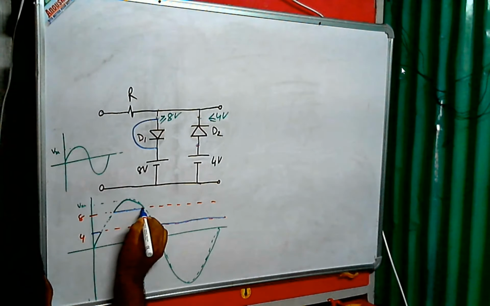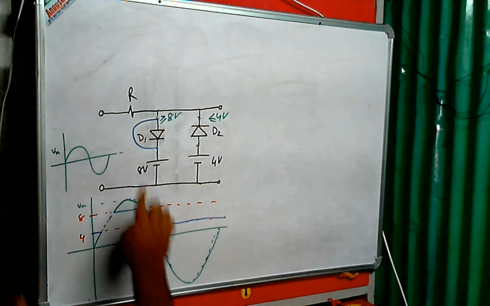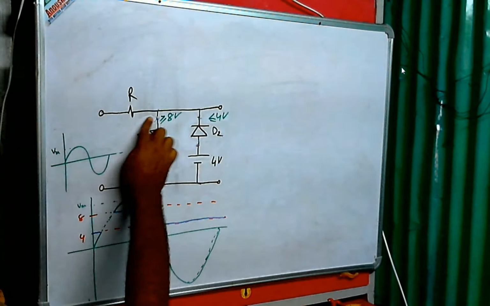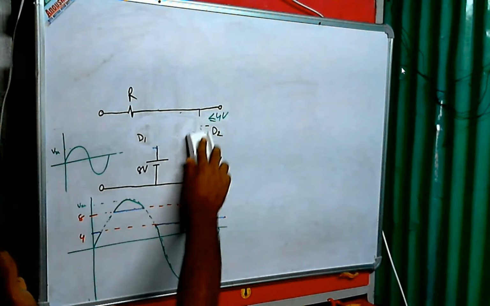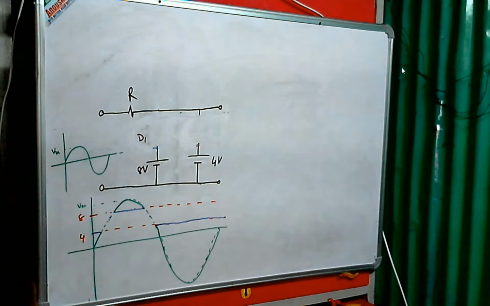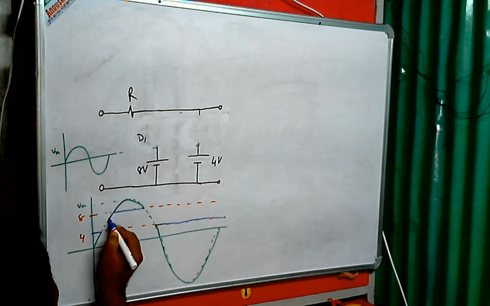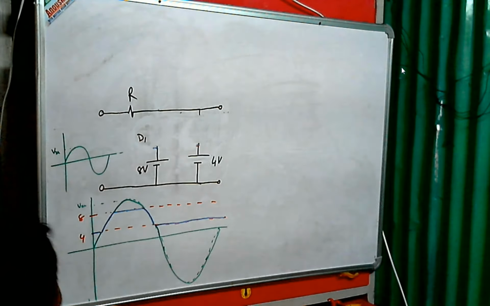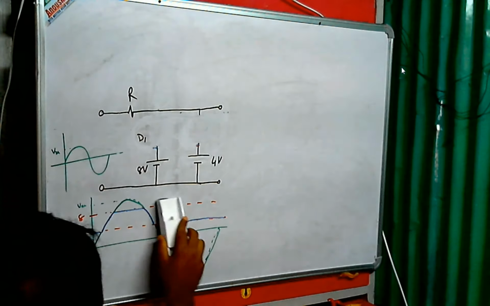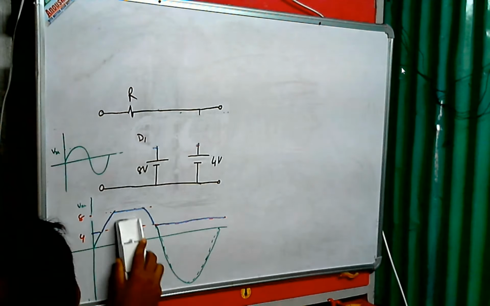So output will be 8 volt. And in between 4 volt and 8 volt, both the diodes D1 and D2 are off. So you can remove these two, and in between plus 4 volt and plus 8 volt you will get exactly the input voltage at the output. So this is the waveform. Your overall output waveform for one period will be like this.